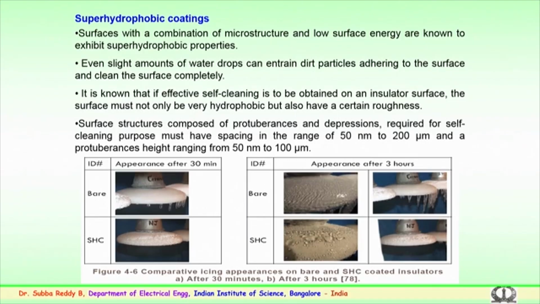So, it is known that if effective self cleaning is to be obtained on an insulator surface, the surface must not only be very or super hydrophobic, but also have a certain roughness. So, how is this roughness defined? The surface structure should be composed of protuberances and small depressions which are required for self cleaning purpose, and must have a spacing in the range of 50 nanometers to 200 micrometers, anywhere between this range, and a protuberance height ranging between 50 nanometers to 100 micrometers.